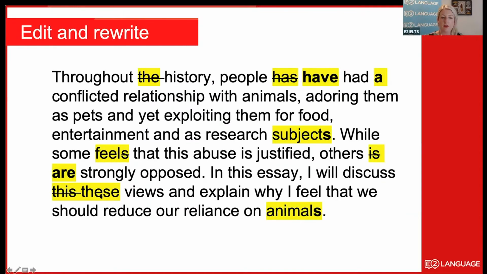Alexander says, why not their views? That's okay, meaning the views of those people, that's okay, yeah. Rinmoy says, why not others have strongly opposed? That is also okay, slightly different meaning. Others have strongly opposed, present perfect. My one is present simple, yeah, present simple. Why not feels? Because this some is short for some people, Kadri. Some people feel. You can't say some people feels.